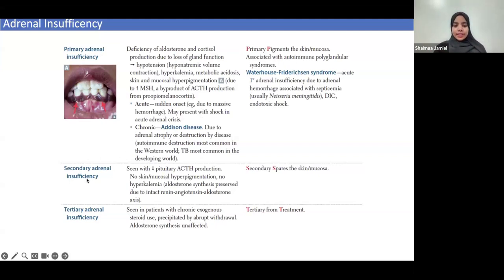Then we have secondary adrenal insufficiency, where the problem is in the pituitary. There might be a pituitary adenoma or some sort of pan-hypopituitarism. So there's going to be decreased ACTH secretion. Here, we're not going to have hyperpigmentation because there's no increased secretion of MSH. So again, ACTH will be low and cortisol will also be low.